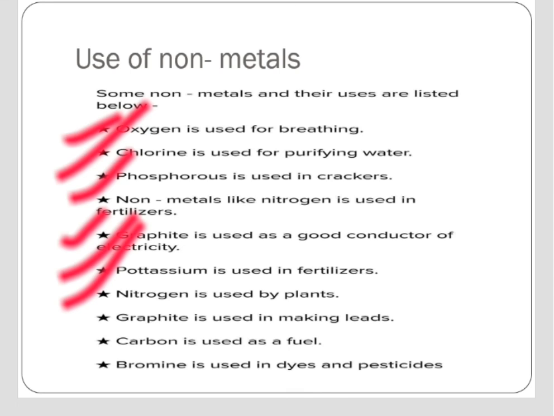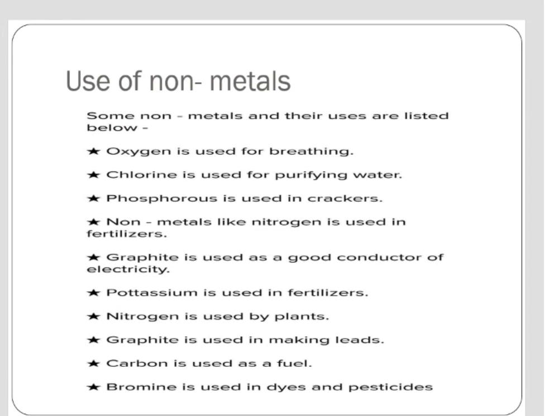Next, potassium is used in fertilizers. Next, nitrogen is used by plants. Next, graphite is also used in making pencil leads. Carbon is used as a fuel. Next, bromine is used in dyes and pesticides. Okay. Now, chapter 4 is over. Okay.